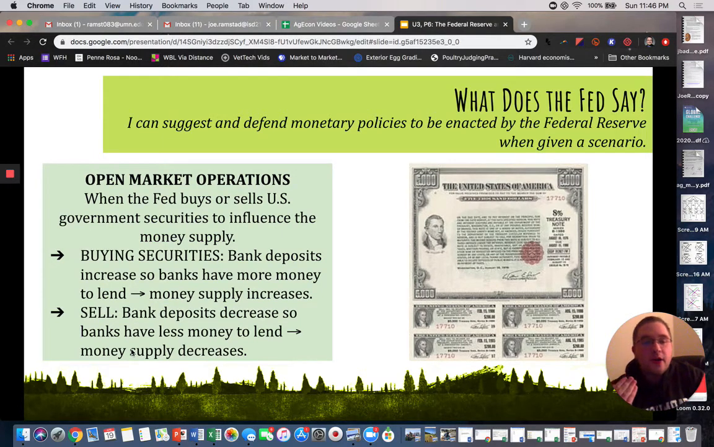So when the FOMC is meeting and when the Federal Reserve is discussing monetary policy, they have to look at these different monetary policy tools to see which would be the most effective, depending on the current economy, the current states, regional issues that are going on, and they choose between open market operations, reserve requirements, and the discount rate to determine which of these 3 would be the most effective. So this is the first one, open market operations.